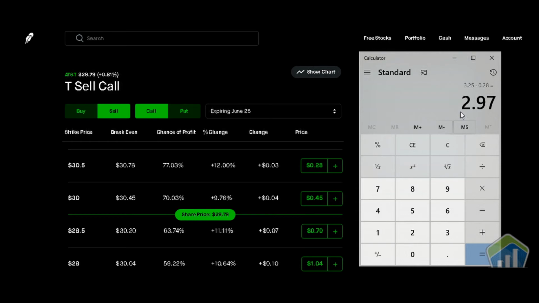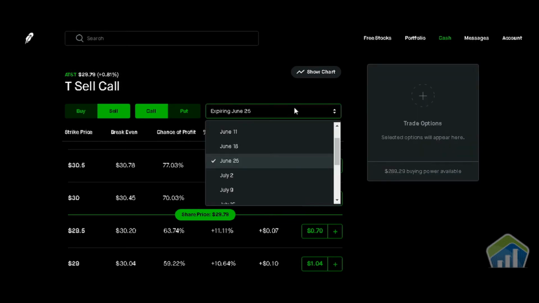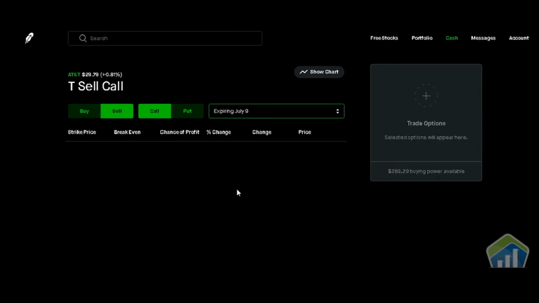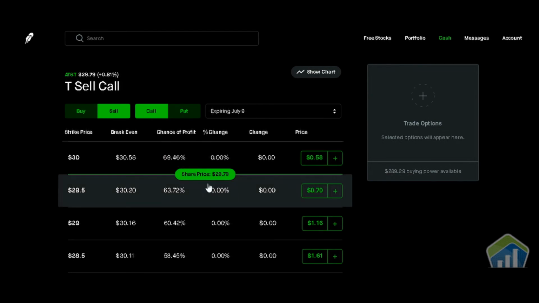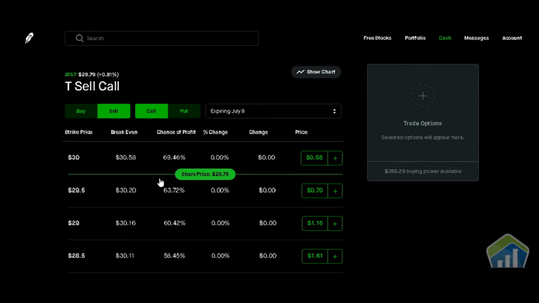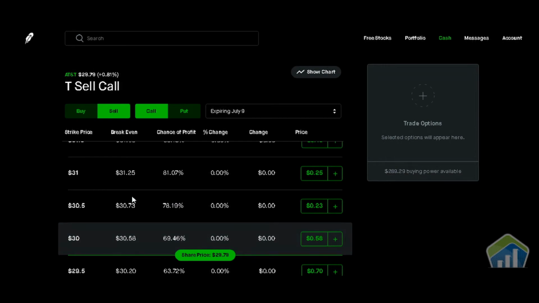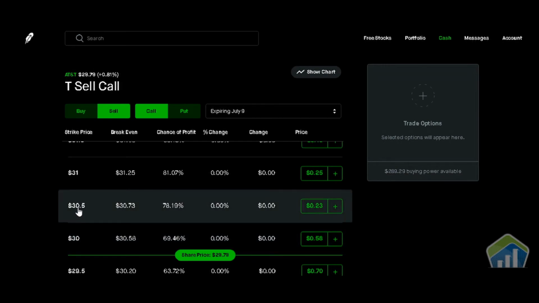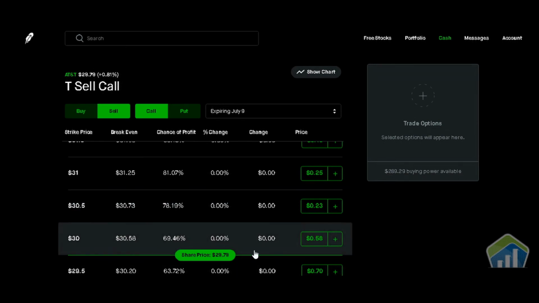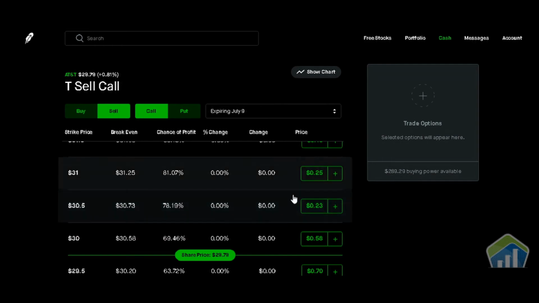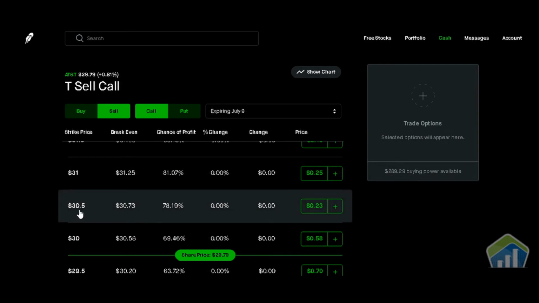Which means that if I chose to do my next contract, say I want to do a month out, July 9th or whatever, I could decide to do the same thing, $30.50, and get 23 cents, or I could decide to do $30 and get 58 cents. It's up to me because I'm below that amount. Now, because it's still offering that to me, I may decide just to take the 23 and sell at $30.50. I just may decide to do that, right?